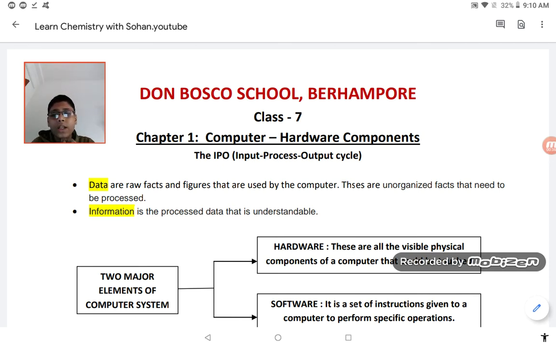Now I will start with the IPO cycle. Data is raw facts and figures that are used by the computer. These are unorganized facts that need to be processed. Information is the processed data that is understandable.